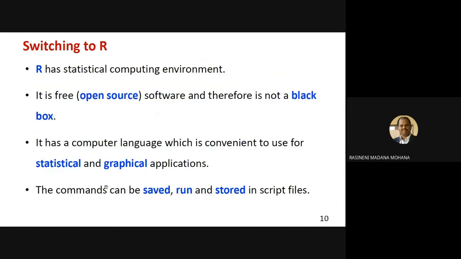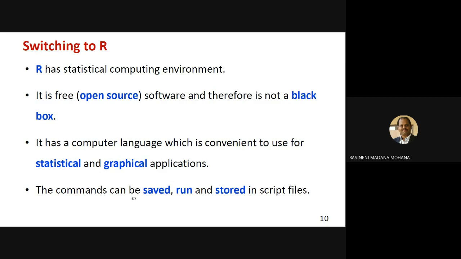Then switching to R. R is a statistical computing environment. It is free, meaning open source software, and therefore is not a black box. Black box means we are unable to see what is happening inside. So this is called a white box. That means we will see transparently, line by line, what is happening in the R environment. It has a computer language which is convenient to use for statistical and graphical applications.